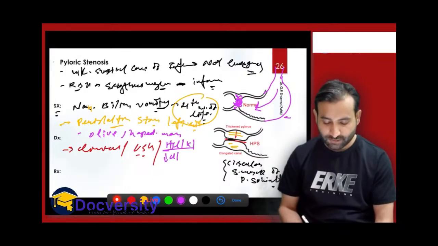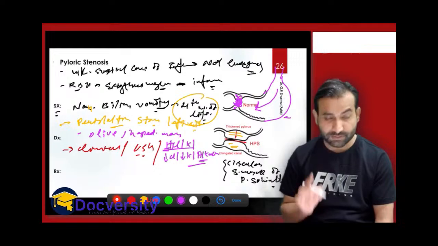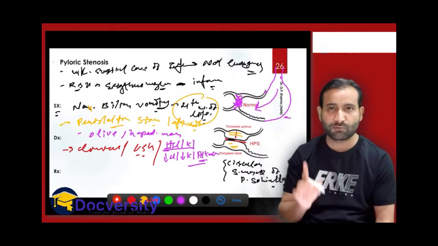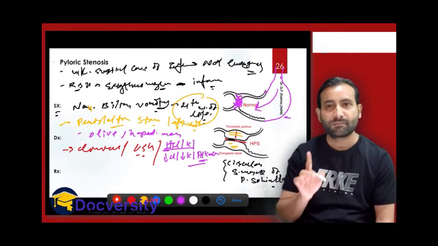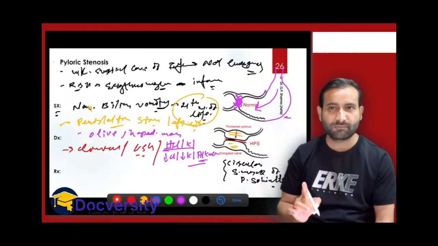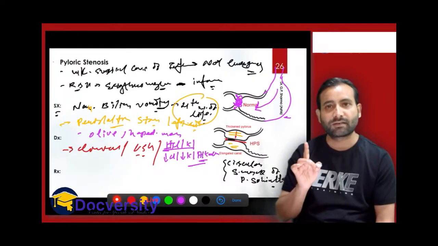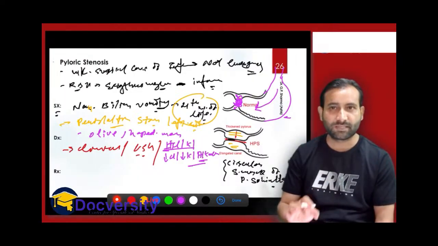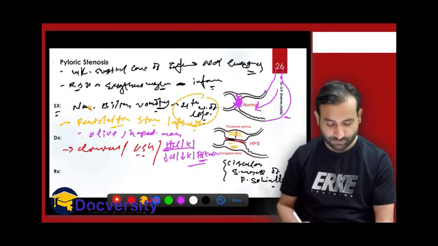So this baby presents with what? Hypochloremic, hypokalemic, hydrogen is lost, so that is the metabolic alkalosis. Do you understand? So hypochloremic, hypokalemic metabolic alkalosis is the metabolic changes within this baby's blood. So please remember this one.